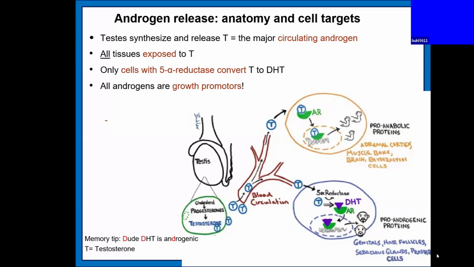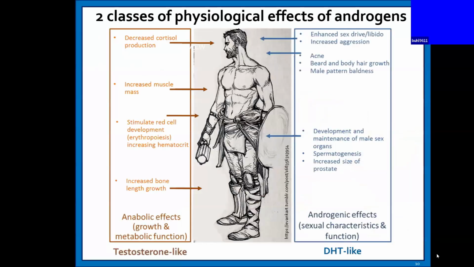The way I remember it is because the androgenic effects are more anatomical. I remember DHT is androgenic. Okay, here's where we differentiate between the testosterone-like and the DHT-like effects. The testosterone-like, we said we're anabolic. We call these effects anabolic, and they're really growth and metabolic functions. And the DHT causes androgenic effects, and those are mostly sexual characteristics. All of these act through the androgen receptor.